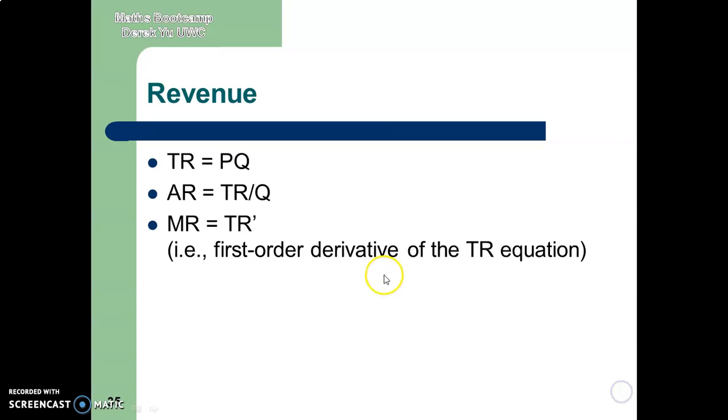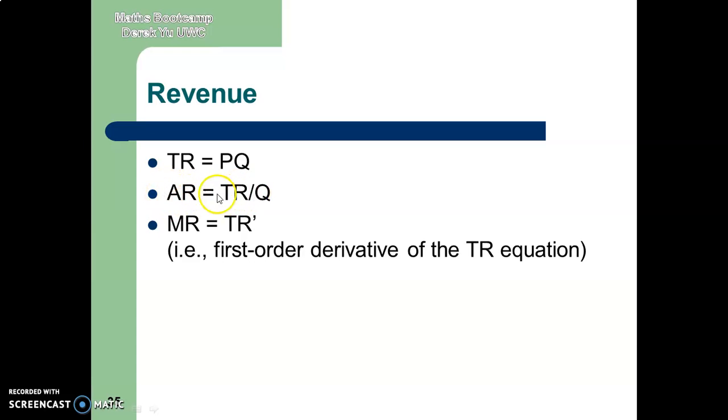Okay, so we move on to the revenue. In other words, we rename Y as total revenue, average revenue, or marginal revenue, and then we rename X as quantity. Then the focus is on finding the Q, the quantity that will maximize total revenue.